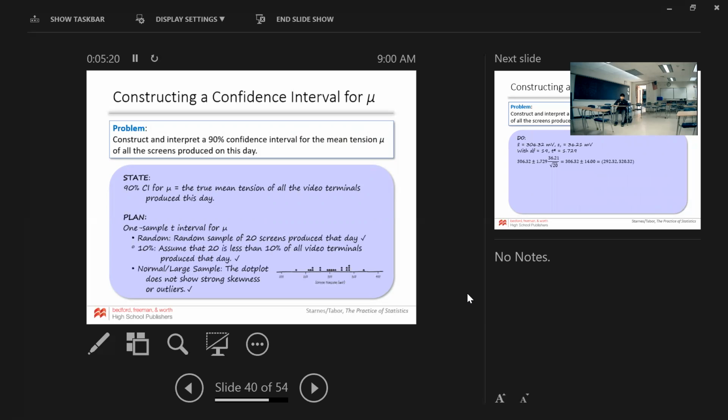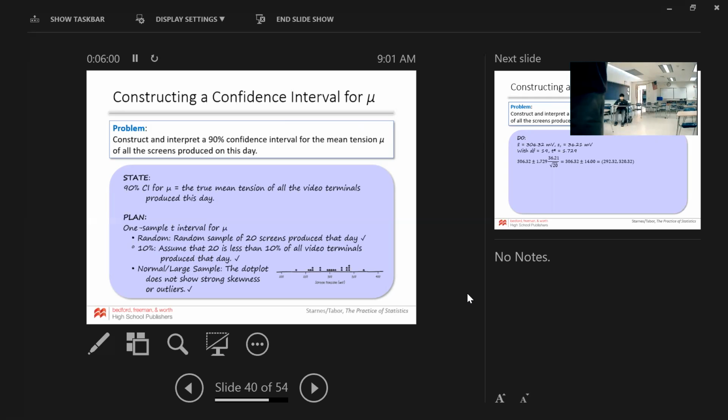We wanted one sample T interval. SRS, yes. 20 is less than 10% of all video terminals, yes. Except what? Our sample size is not large enough. It's not 30. You good? That doesn't mean we stop. Now, in the book, they drew this dot plot. That's not what's going to happen. If you got this question in May, you have to do this. You have to build a box plot and literally draw the box plot on your solution, freehand.